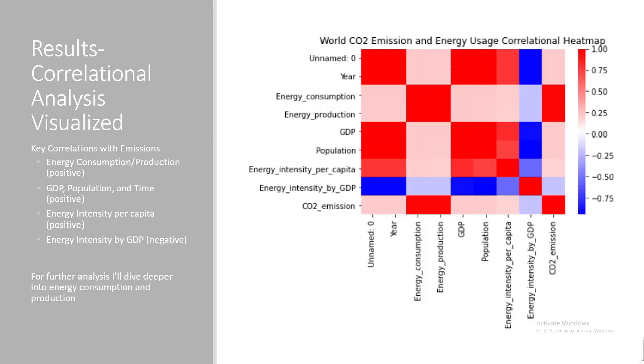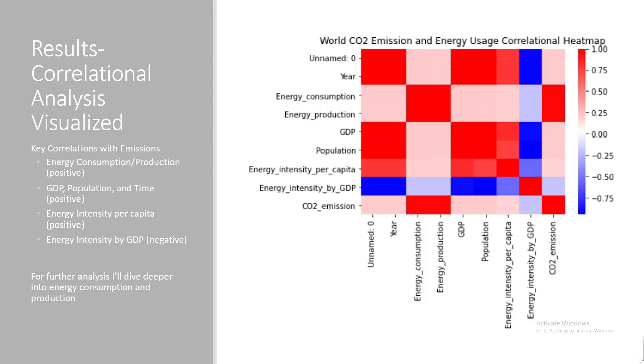Similarly, we have GDP, population, and year showing the same positive correlation, although to a lesser extent. So what this shows us is that over time, countries are increasing their GDP and increasing in population, which of course leads to an increase in energy demand, which is giving rise to our CO2 emissions.